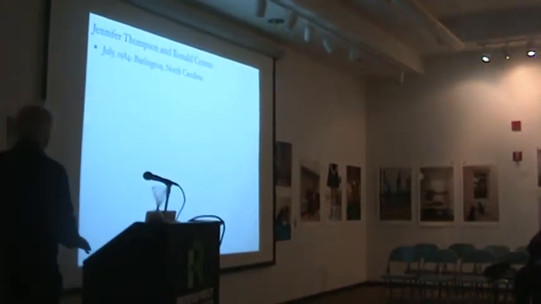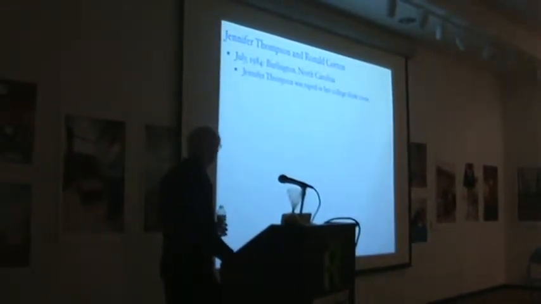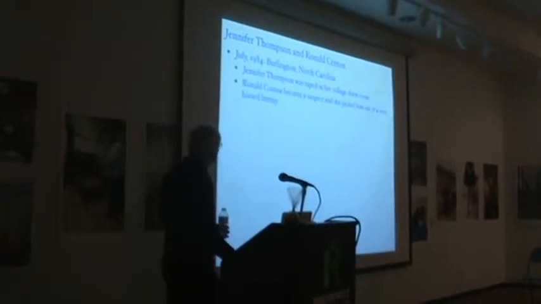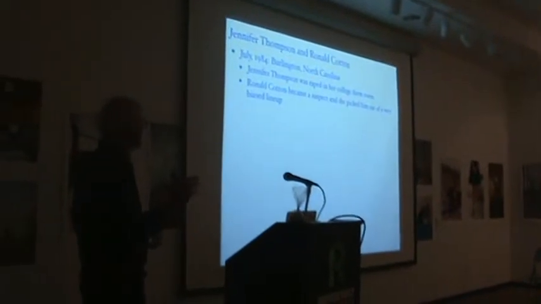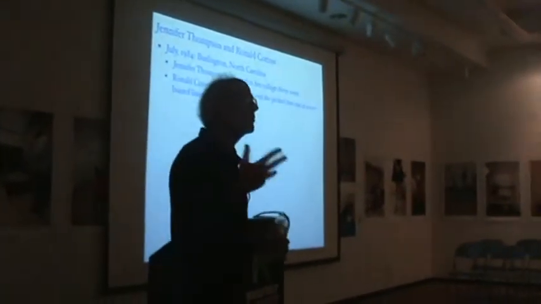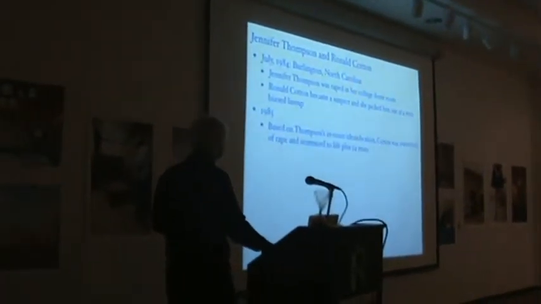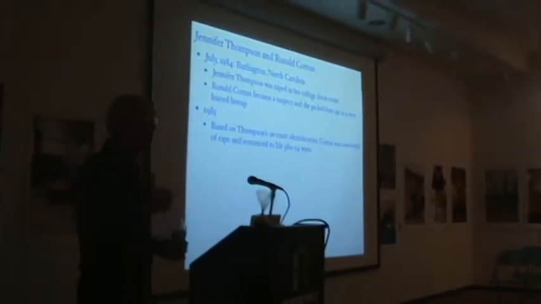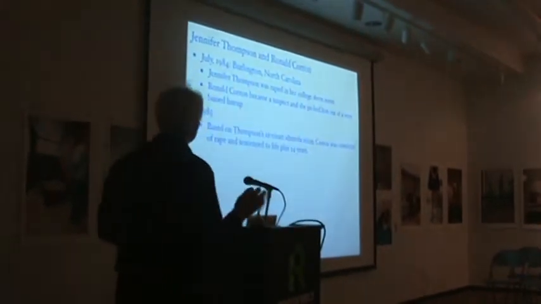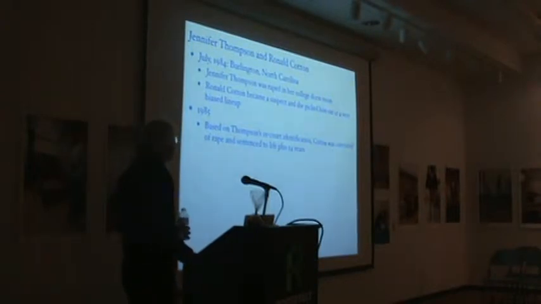So just very briefly, in July of 1984, in North Carolina, Jennifer Thompson was raped in her college dorm room. Through various ways, a guy named Ronald Cotton became a suspect, and she picked him out of a lineup that was very biased. In 1985, based on Thompson's in-court identification, which followed her selection of him from the lineup, he was convicted of rape and sentenced to life plus 54 years. That's a very long time. You got to stay there for 54 years after you die.